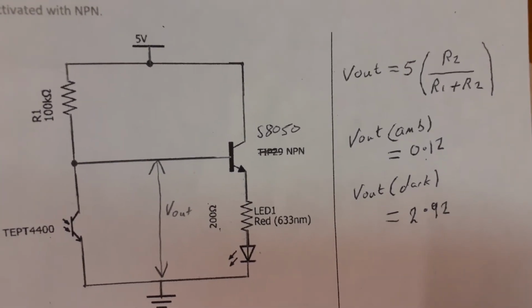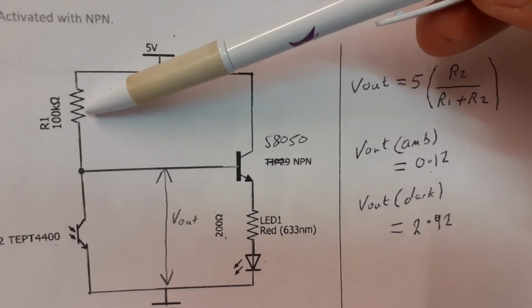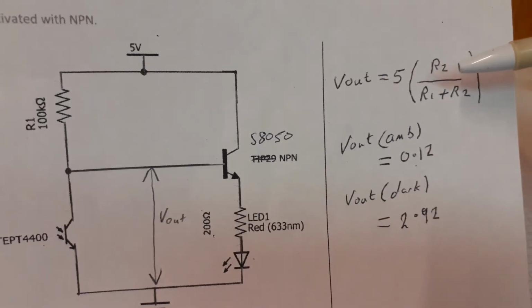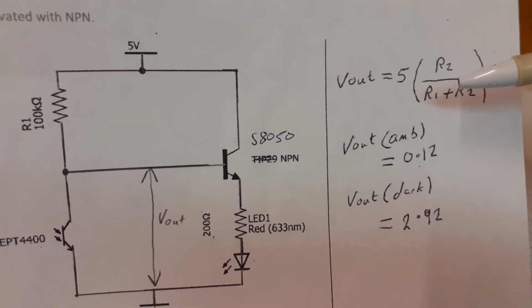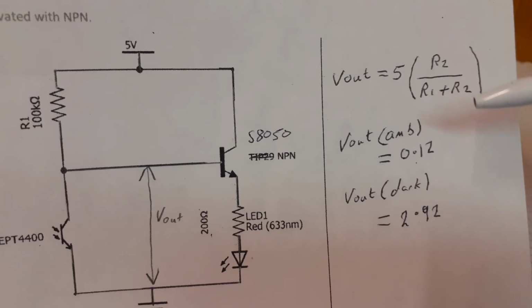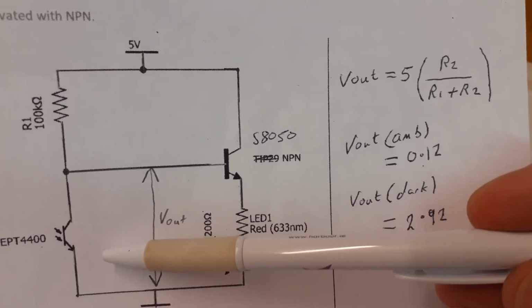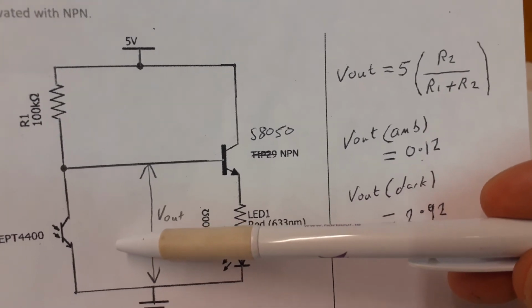Okay, if we change the R1 resistor to 50k, we will get a greater voltage output for a lower R2, if you like, a lower darkness value of R2. So let's see how that works.